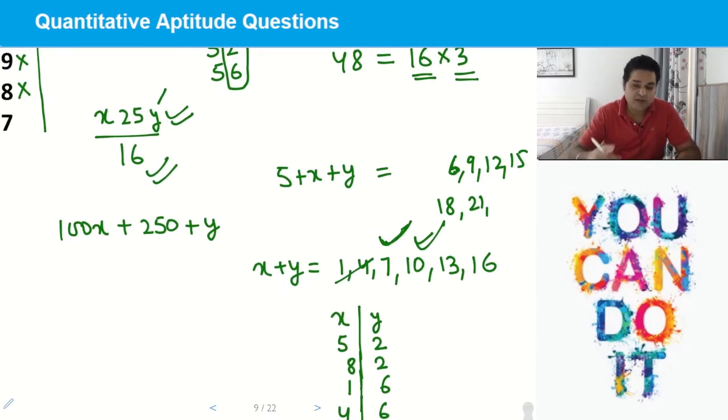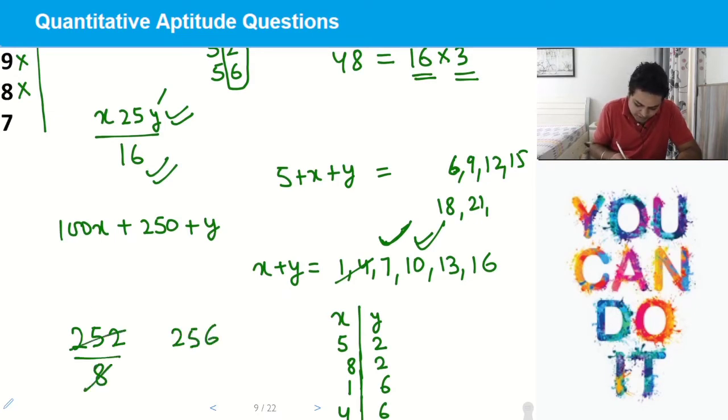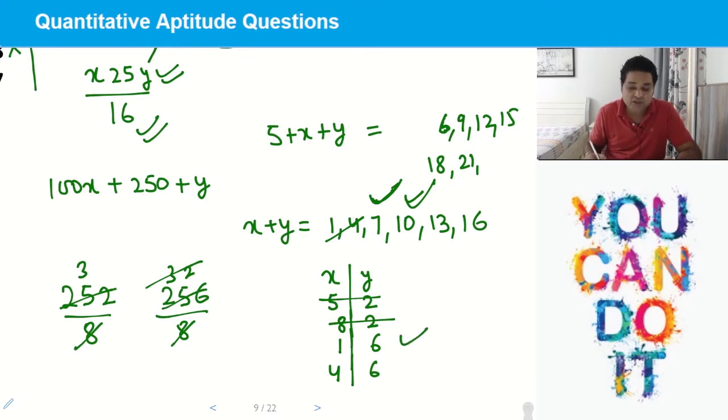Now since this number is divisible by 8 as well, check for 252 and 256. So if I divide this thing by 8, 8 3s are 24, but it is not divisible. So 2 is not possible, so we can ignore these two things. That means, let's check for this as well. 8 3s are 24, 8 2s are 16. So this is possible. So it is either 16 or 46. Again, x plus y can be 7 or 10. We are still not very clear, but we are clear with one thing, that y is equal to 6.